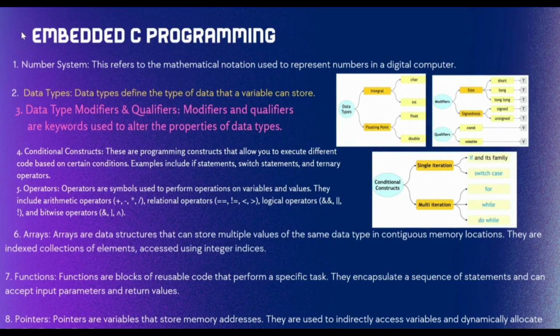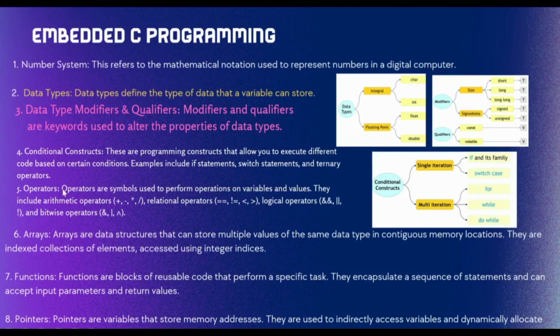Now let's move to embedded C programming, in which the number system is used to represent numbers in a digital computer. Data types define the type of data that a variable can store. Data types can be char, int, float, double. Data type modifiers and qualifiers are keywords used to alter the properties of data types. Conditional constructs can be of single iteration, which includes if and switch case. Multi-iteration types include for loop, while loop and do while loop.